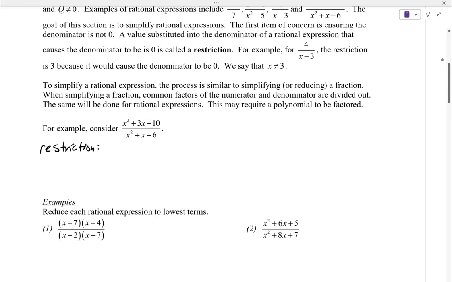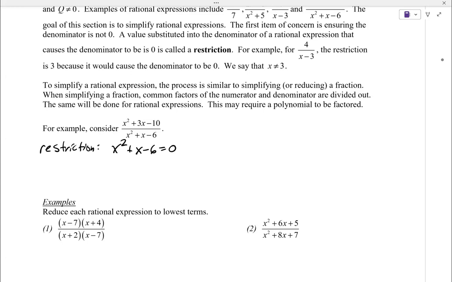So again, the restriction comes about by looking where the denominator is equal to 0. The bottom is equal to 0. Because again, what can't we divide by? 0, right? So all the restriction is asking you to do is take the bottom, set it equal to 0, solve, and that's what x can't be. That's what it means by the restriction. All right, so the bottom here is x squared plus x minus 6 equals 0. And we're going to solve this just like we did in the previous sections.